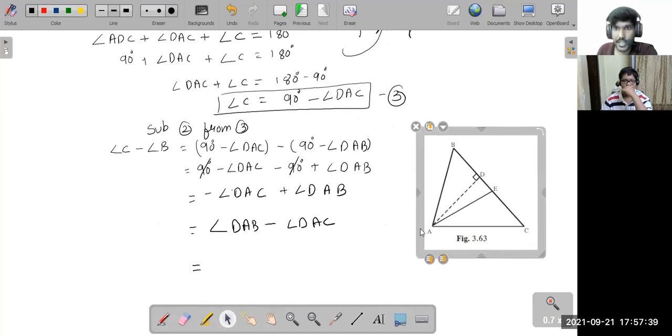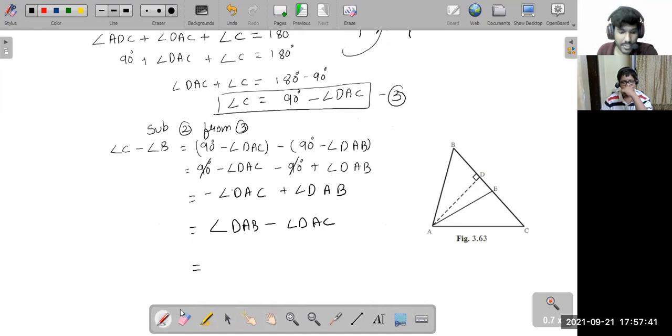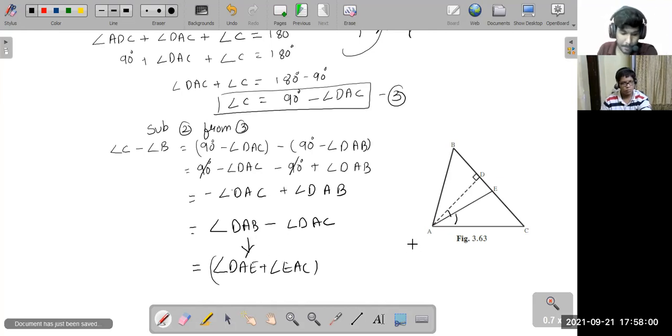If you look at DAP, now DAP is formed by these two angles, DAE plus EAC. Okay, so this I'll write as DAE plus EAC. Did you understand this? Yes, sir.